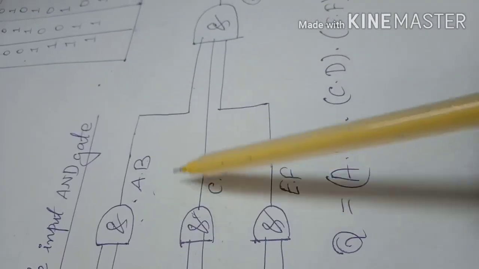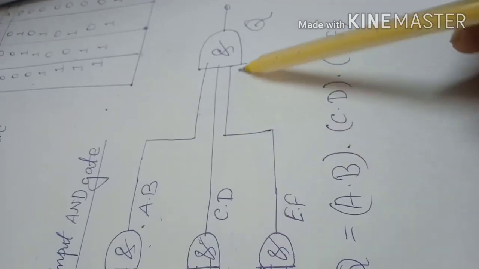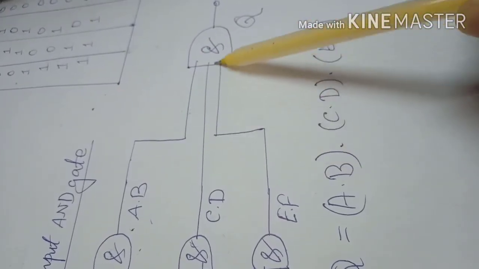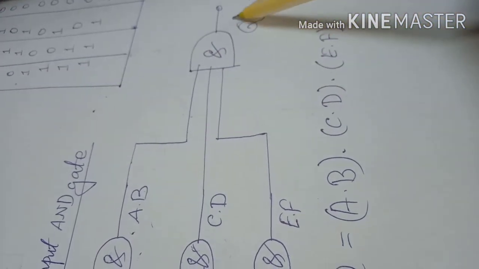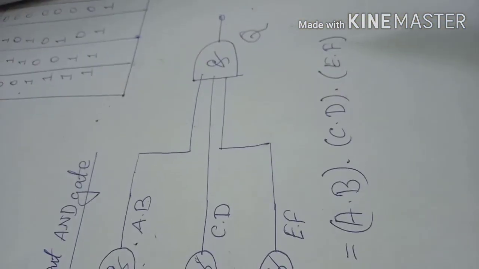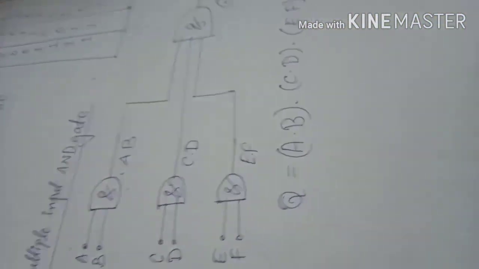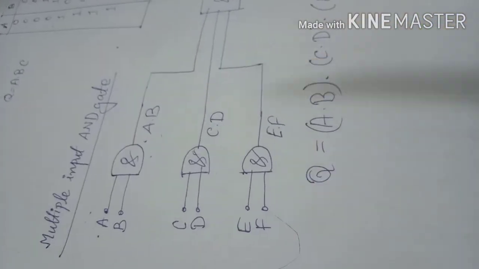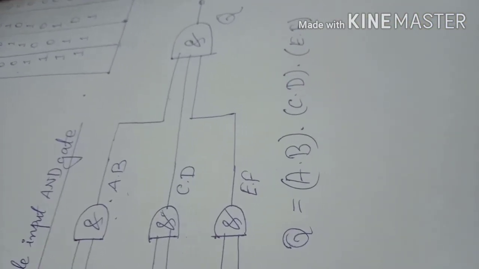So now you can see that these three outputs go to become the inputs of another AND gate, and this is the output Q. So what will be the Boolean expression of the multiple input AND gate? This is the Boolean expression of the multiple input AND gate: Q equals A dot B dot C dot D dot E dot F.